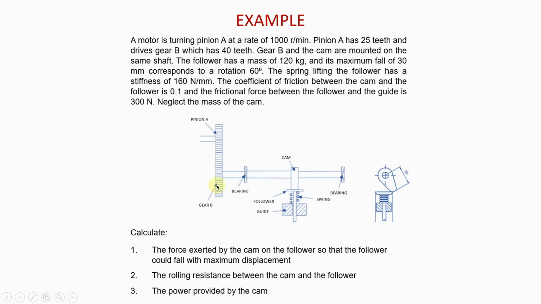This is gear B at the bottom, which has 40 teeth. Okay, so now gear B and the cam, the cam is here and this is gear B. So gear B and the cam are mounted on the same shaft. That's easy to see when you look at the figure, because this is gear B, this is the cam, and you can see that they are mounted on the same shaft.